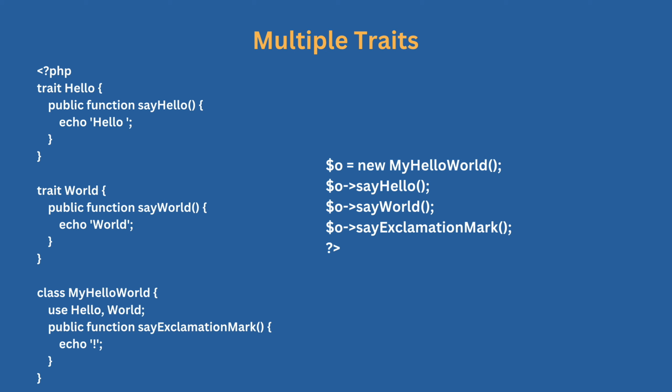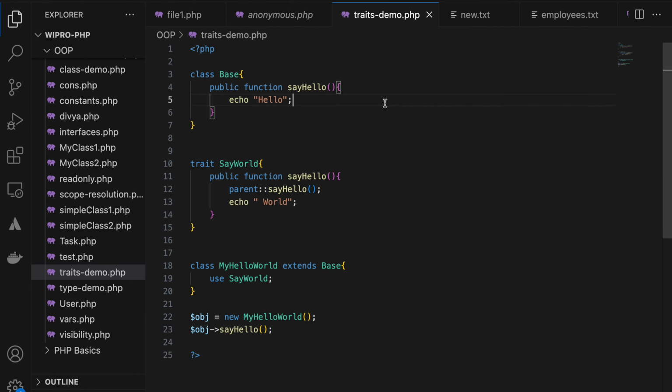Also, we can write multiple traits, right? So how can we use multiple traits? One trait is hello, another is world. Then I am using both, right? And one method I am writing in this class. So how can I use this one? One is hello, this one is world, and I can call this one also. So let us see another example.